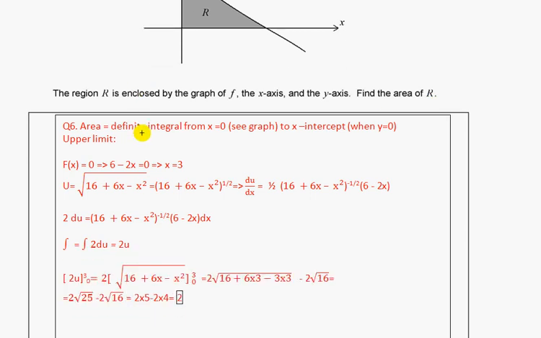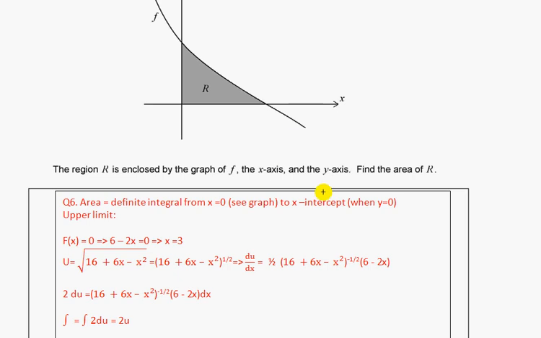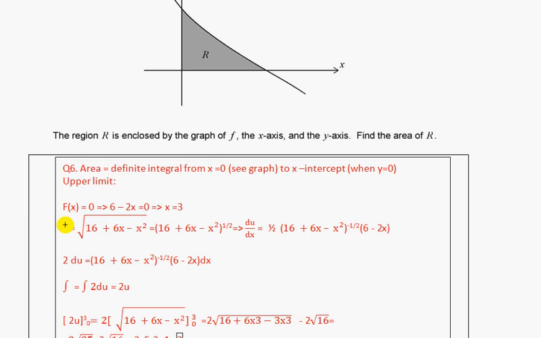So area equals definite integral from x equals 0 to x equals intercept. Intercept means x-intercept, when y equals 0. So it is the upper limit of our future integral. So f(x) equals 0. We find that this happens at x equals 3.